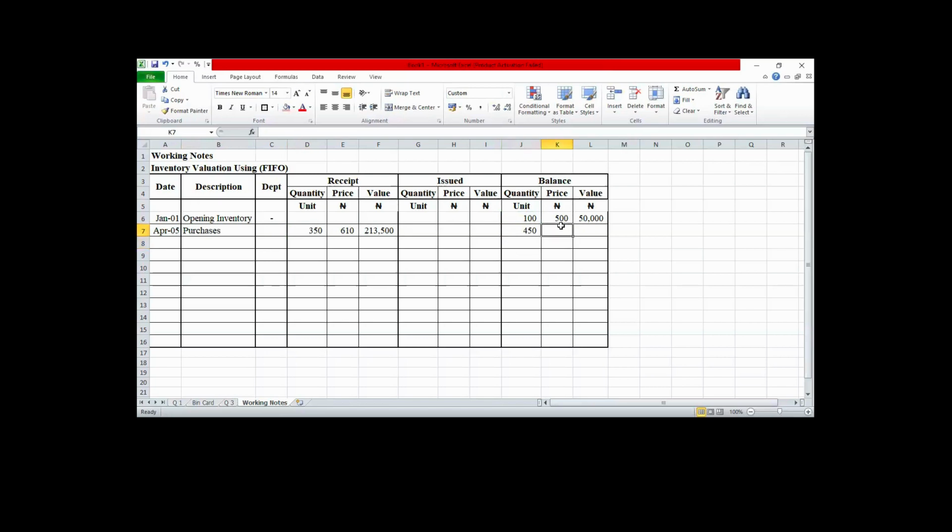Now, you're supposed to add the price, but because you're having two prices together, you will leave your price place blank. You are having how many prices? Two. Because the old price is 500, the second one is 610. As a result, that price place is going to be blank, but you'll be monitoring the movement. Then you will add the value together. 50,000 plus 213,500 would be 263,500.